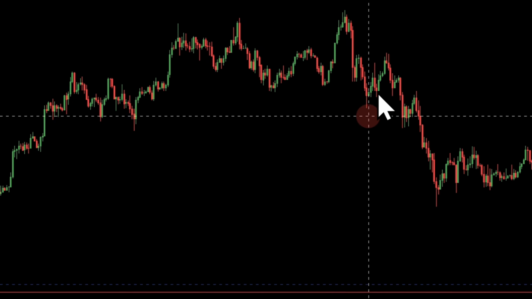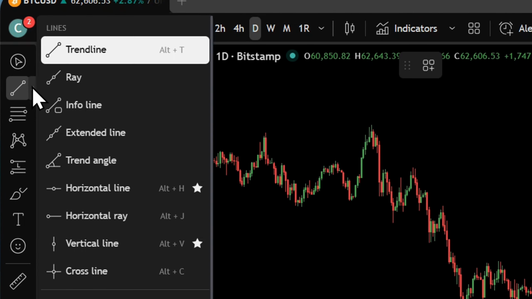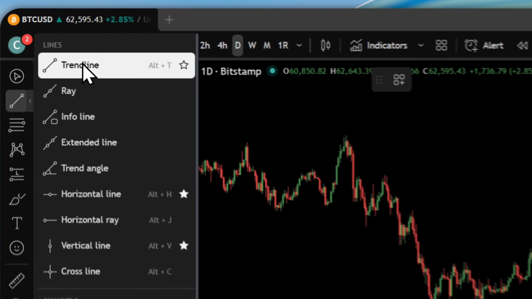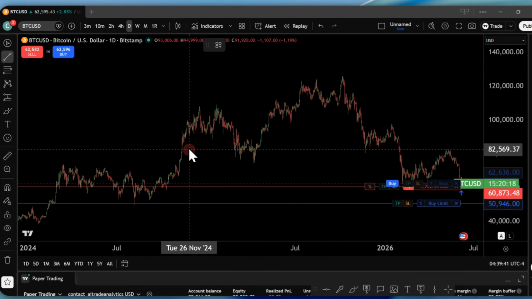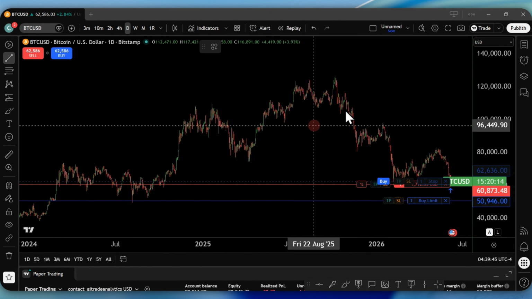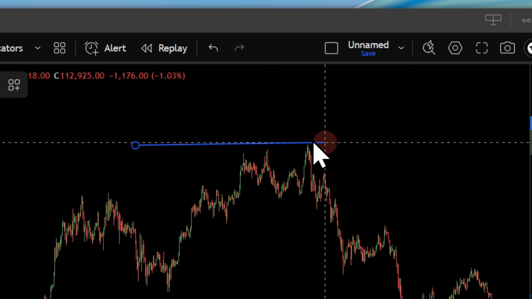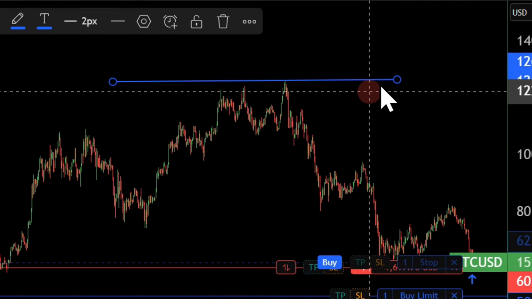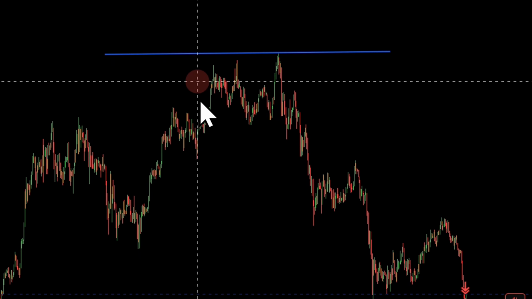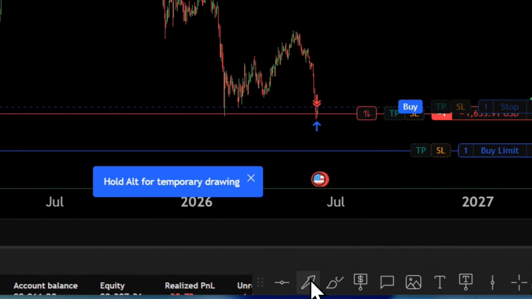You don't need dozens of indicators to get started. In fact, some of the most useful tools are already built into TradingView. One of those tools is the trend line. A trend line helps you identify the direction of the market. Let's find a series of higher lows. Notice how price moves up, pulls back, and then creates another higher low. When we connect those points, we can visualize the trend. This doesn't predict the future, but it helps us understand what the market is doing right now.